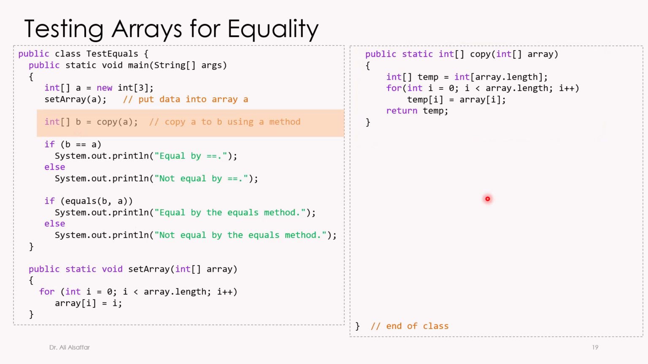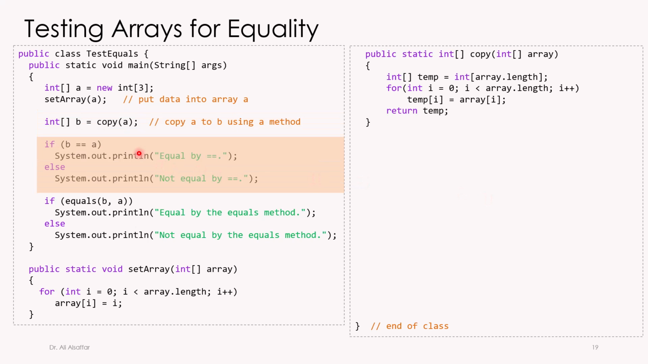Next, how to test whether two arrays are equal or not. In other words, how to test that both have the same indexed variables or elements. Remember that the equal operator does not check individual elements of the arrays one by one. In fact, it tests the addresses of those arrays. And most probably, these addresses are different.